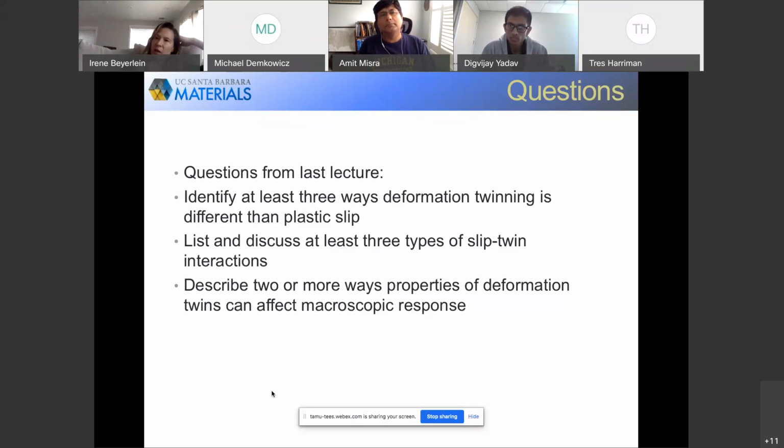And then with BCC, while BCC deforms by multiple modes, let's say the 110 plane and 111 direction, or the 112 plane and the 111 direction, or 113, those slip modes also share a slip plane with twinning. So in a way, it's a different story because the twin plane and slip modes share the same plane. The twin and the slip modes share the same plane.